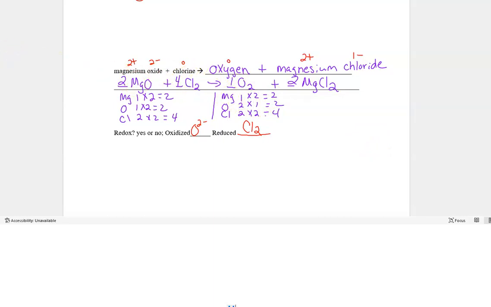I think I messed up. I do believe I see that. Hopefully you guys caught that. I totally see that. It's like, there's no way that's right. My dot is very big. So let me fix that. That should be a 2 there. So there's 2 magnesiums, 2 oxygens, there's 2 oxygens, 4 chlorines, 2 magnesiums.